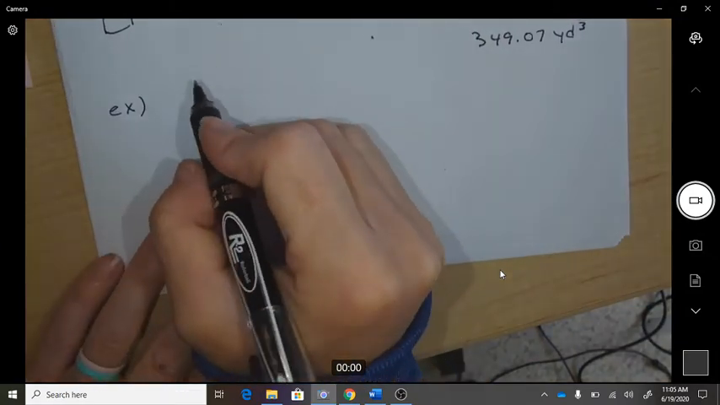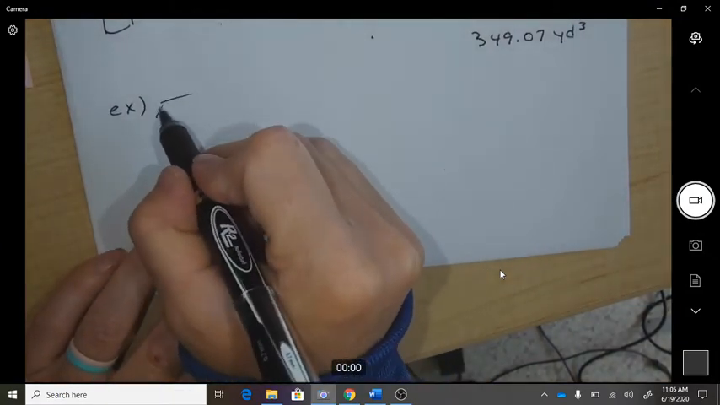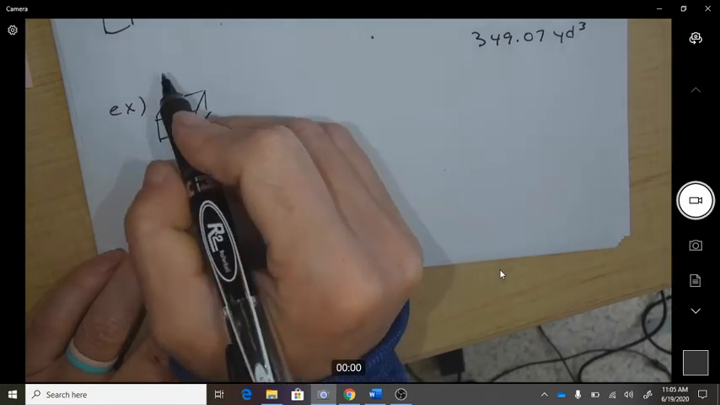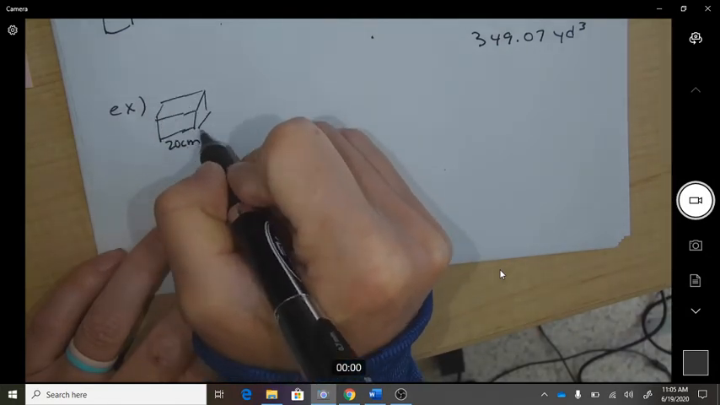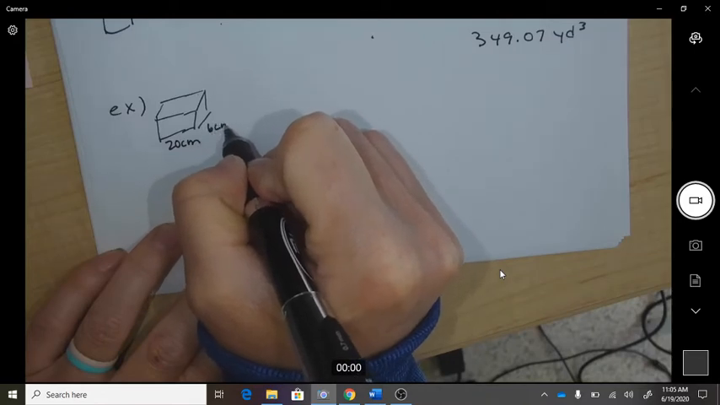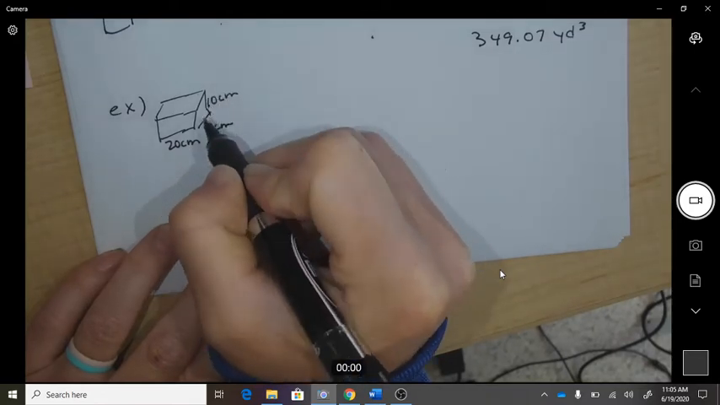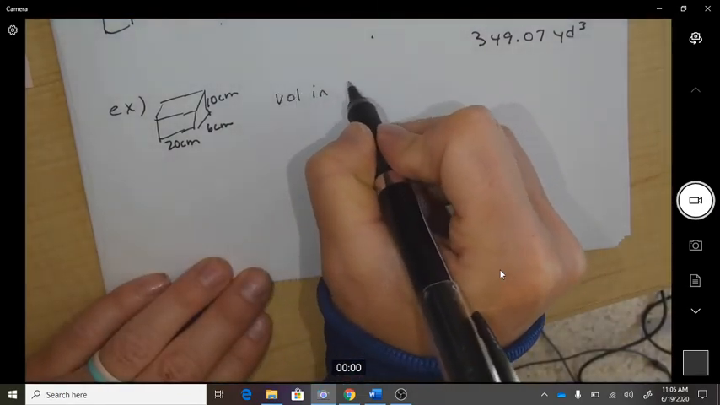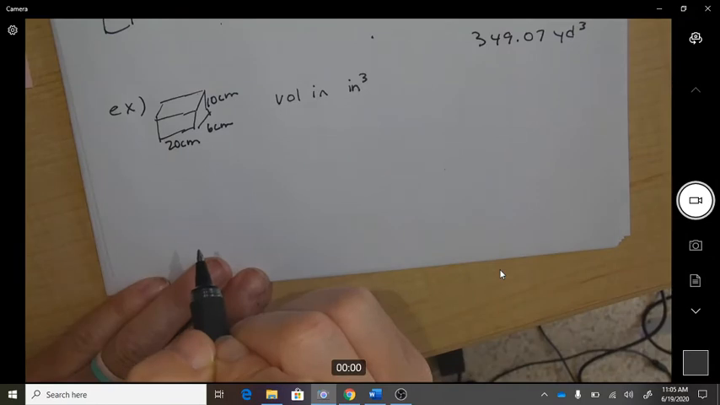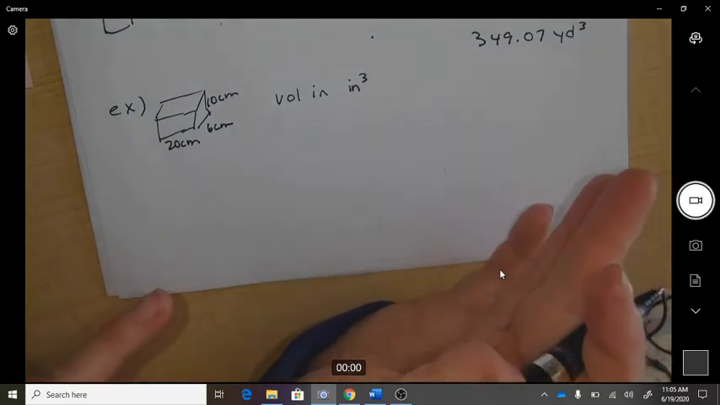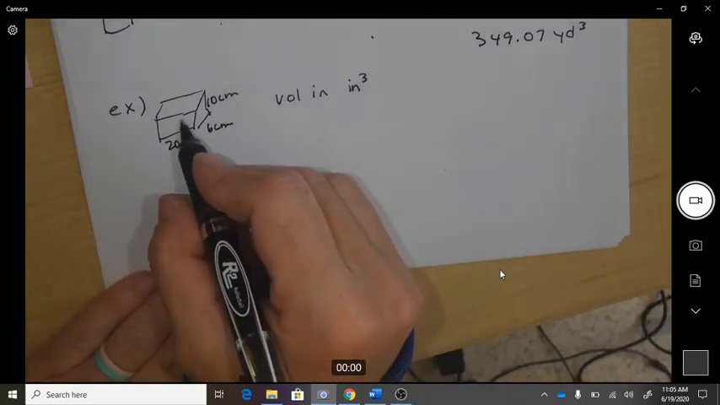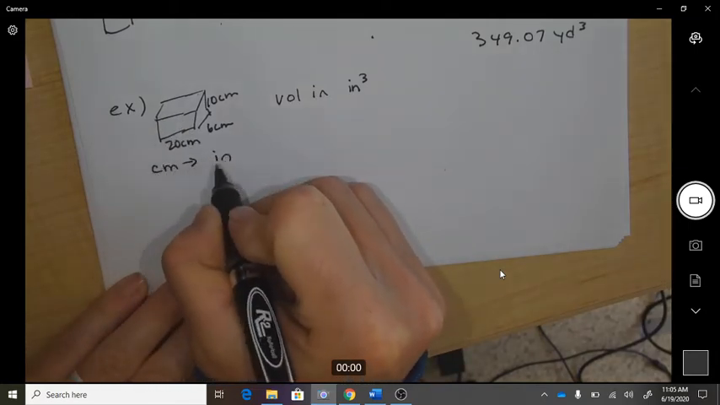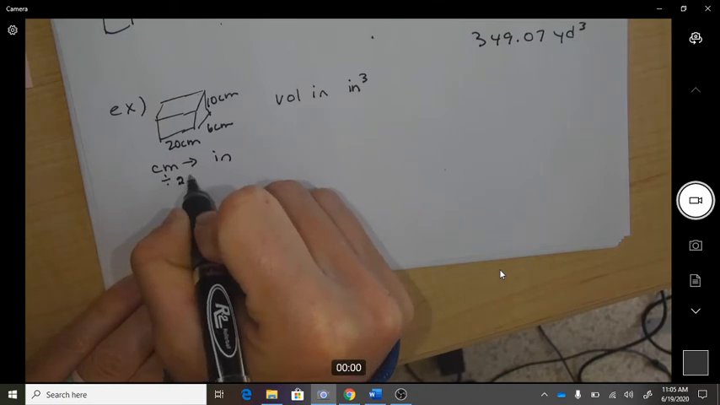Okay, next example. We'll do a box. So this is 20 centimeters by 6 centimeters by 10 centimeters. That's the dimensions of my box. And I want volume in inches cubed. Okay, so method 1 would be to convert everything first. So if you're going from centimeters to inches, you would divide by 2.54.